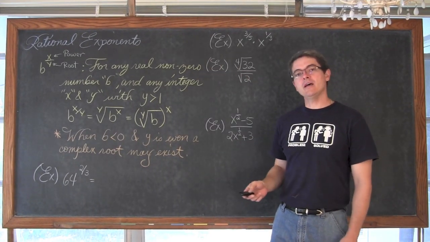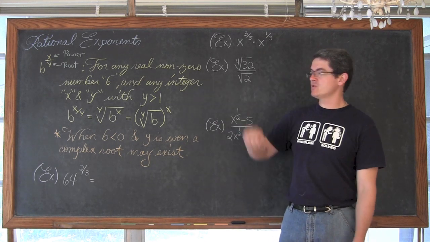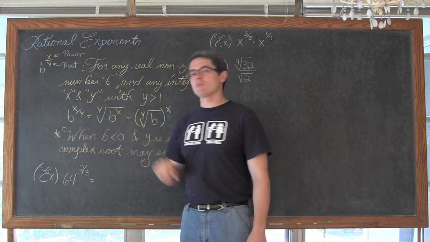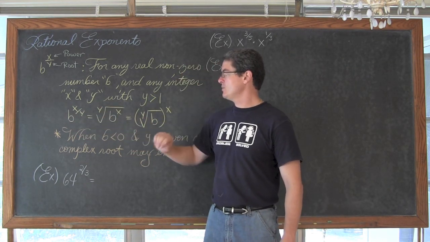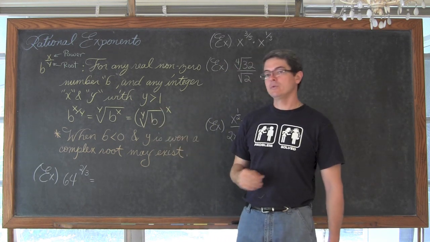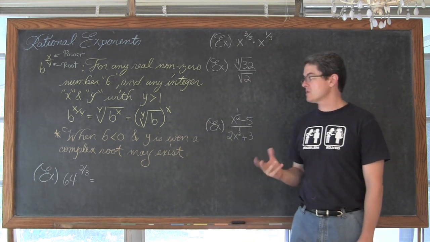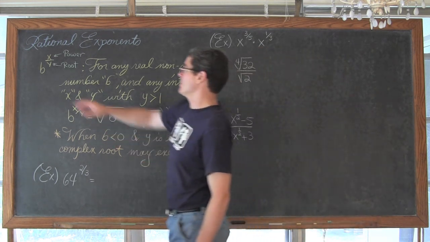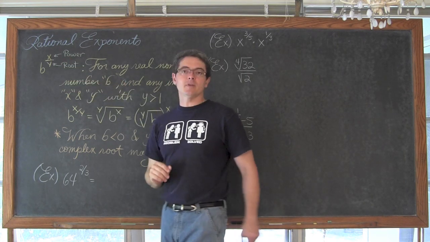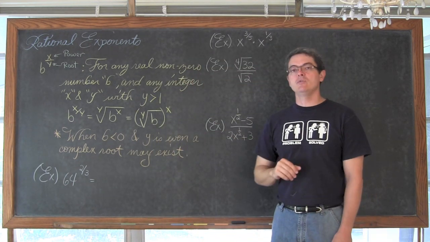Now, b to the x over y power. For any real non-zero b and any integers x and y with y being greater than 1, b to the x over y power is equal to the y root of b to the x, or the y root of b, and then that entire result being raised to the x power. So basically, in summary, the numerator of your fractional or rational exponent is the power, and the denominator is the root.